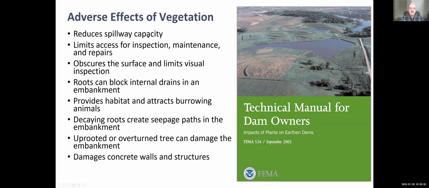Reduces spillway capacity. And that may be both vegetation growing in the spillway or sticks and logs that have got trapped in the spillway. Limits access for inspection and maintenance, obscures the surface, and limits visual inspection. The roots can block internal drains if you happen to have them in your embankment. Can provide habitat and attract animals to take up home in your embankment. And that's a big one there. Yeah, that's a big one, the attraction, right?